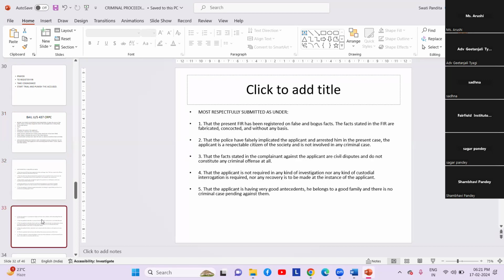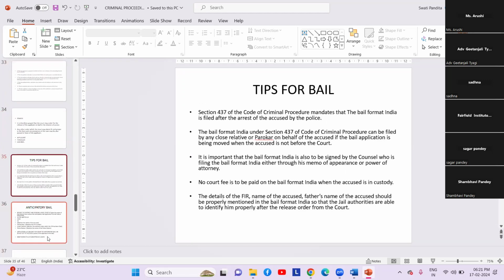The bail format in India is filed after the arrest of the accused by the police. A recent matter happened in the Supreme Court, where a senior advocate was appearing, where the police did not arrest at all. That person applied for bail. The bail was denied in the Sessions Court, and the matter went to the High Court. He said that no arrest had taken place here.